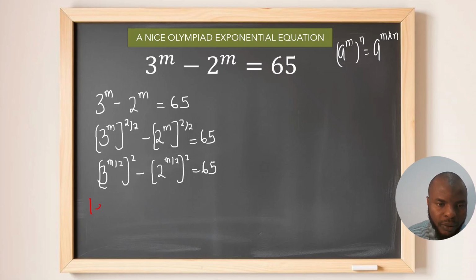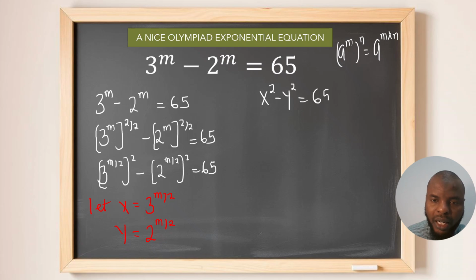Now I'm going to do something in here. Let x be equal to 3 to the power of m over 2, and let y be equal to 2 to the power of m over 2. Okay, good. Now, by doing this, if you plug in the value of x and the value of y here, then I'm going to have x squared minus y squared equals 65.